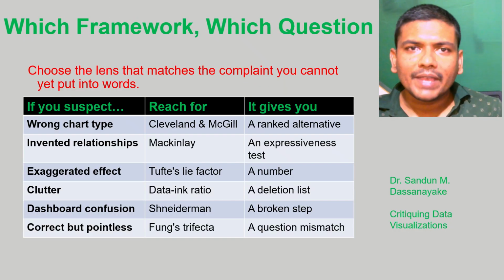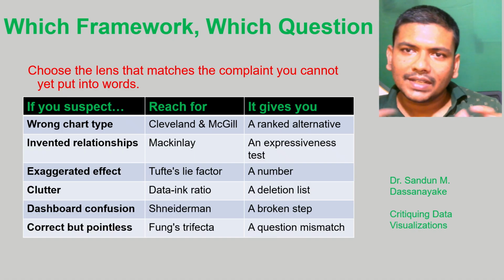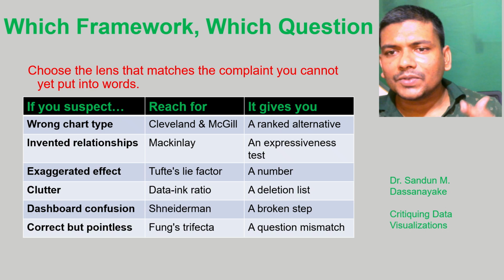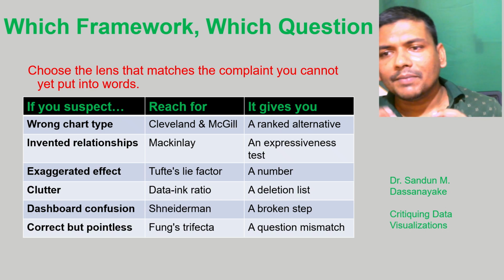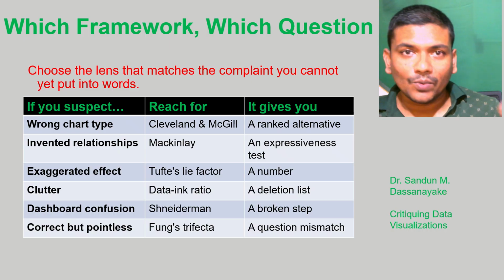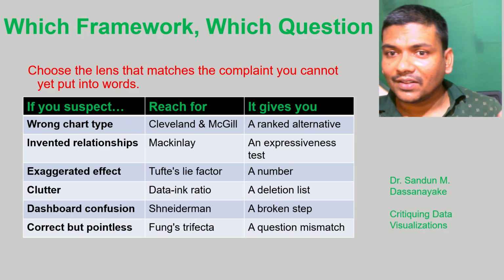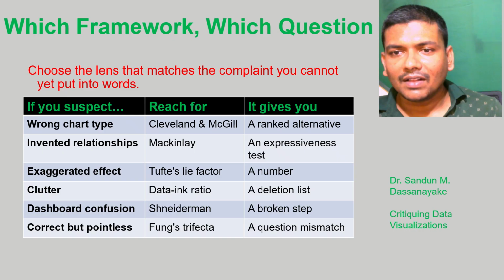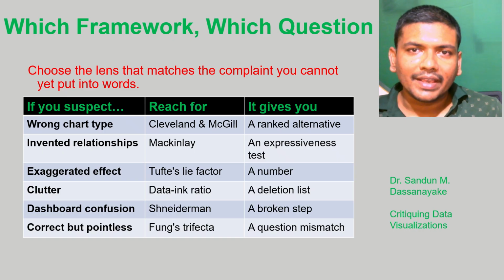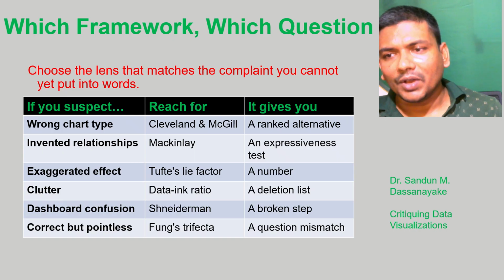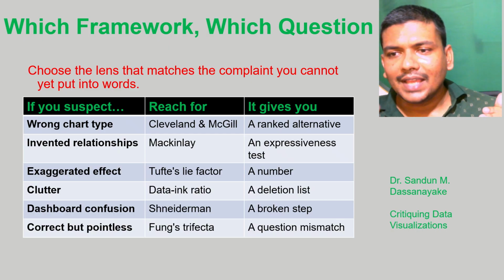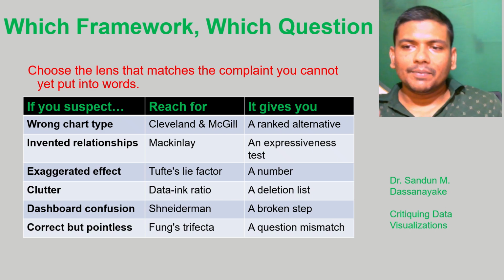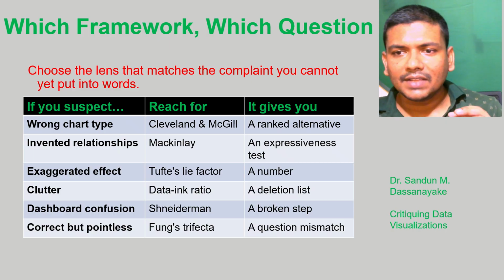Six frameworks is too many to hold at once. So here's the routine table. In practice, you almost always start with a symptom. Something is off and you cannot yet say what it is. Left column is the symptom. Middle column is the lens that resolves it. Right column is what you walk away holding. That right column is the point. Each framework hands you a deliverable, not just a verdict. A named alternative, a test, a number, a list of things to delete. When you write up a critique, I want to see at least two of these deliverables in it.